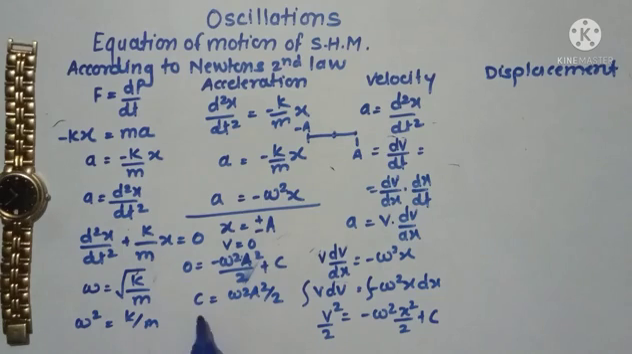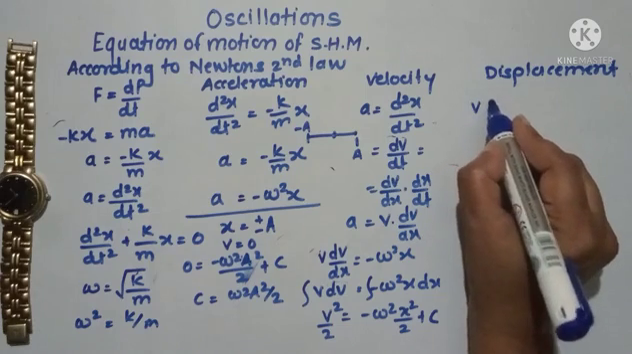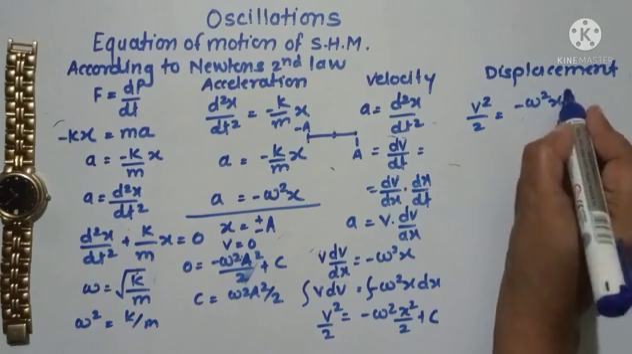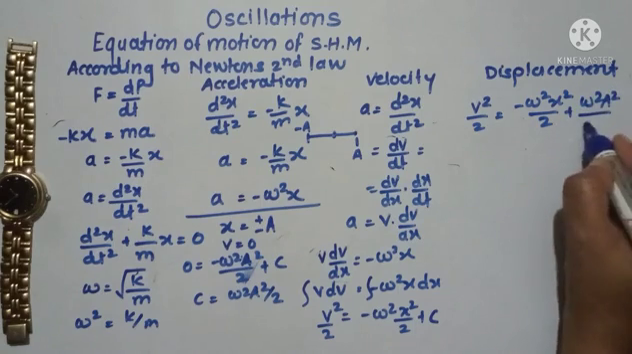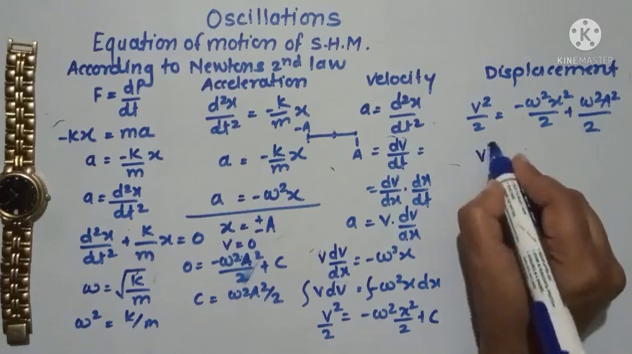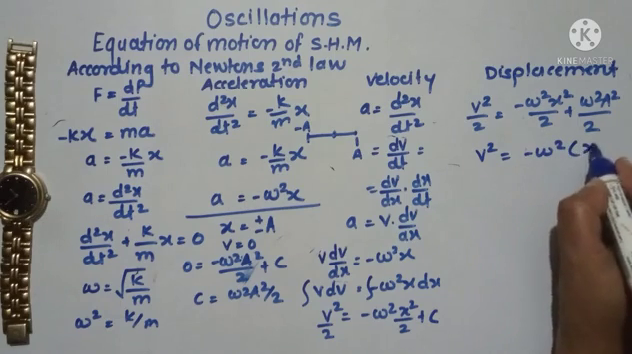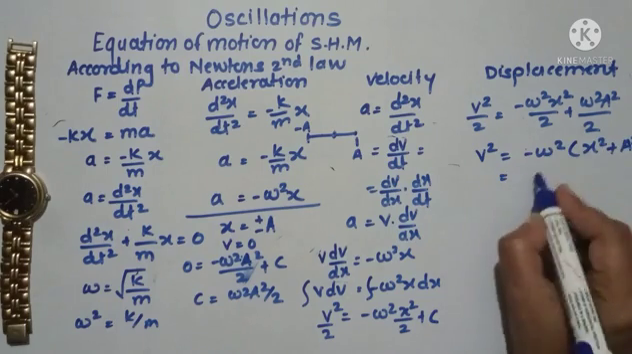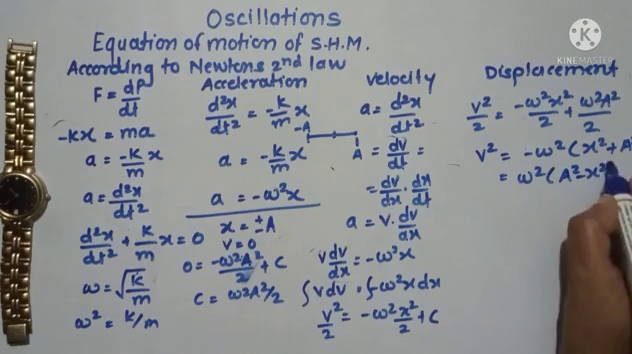If I put this value of c in this equation, I am going to get v square upon 2 is equal to minus omega square x square upon 2 plus omega square a square upon 2. So this 2 will get cancelled, and what we are left with is v square is equal to minus omega square x square plus omega square a square, or we can write omega square into a square minus x square.